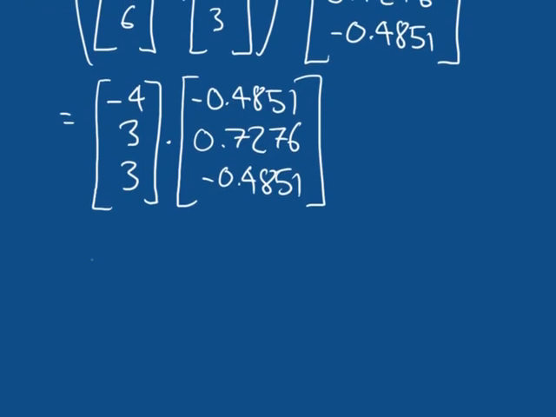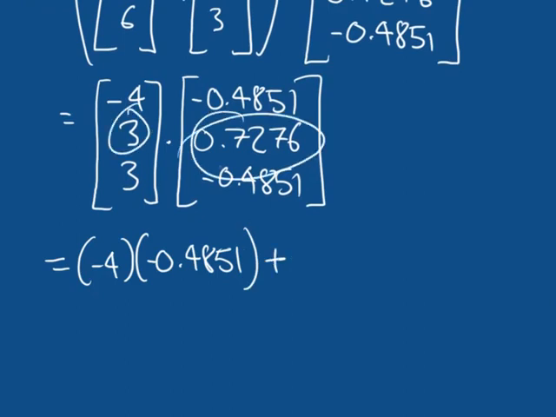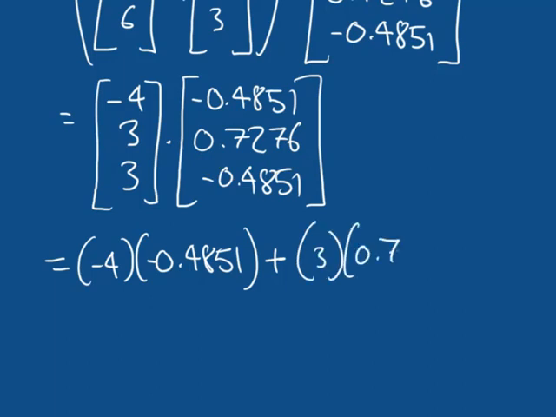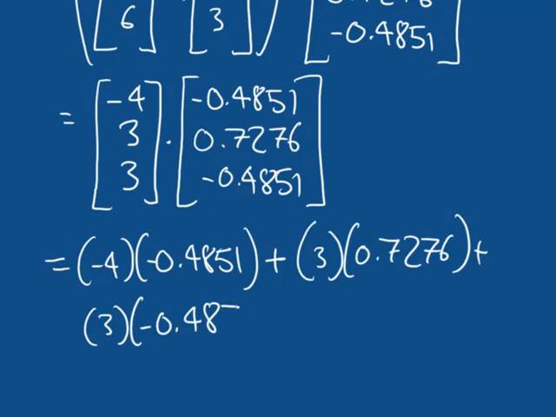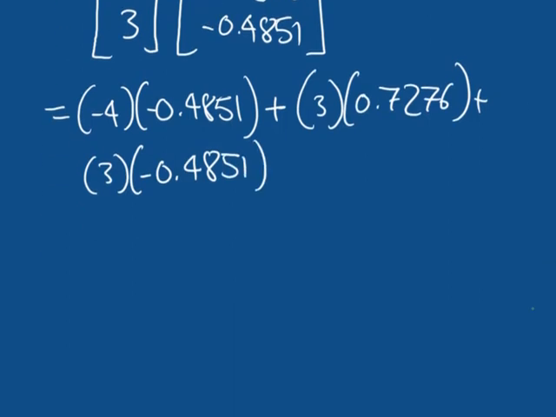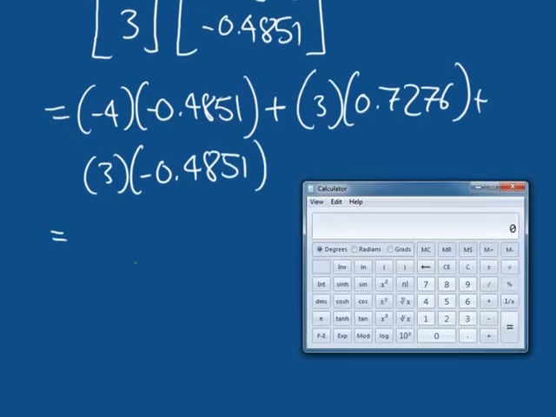but we know it's going to be equal to minus 4 times minus 0.4851, plus 3 times 0.7276, plus 3 times minus 0.4851. Which is equal to, let's use a calculator.